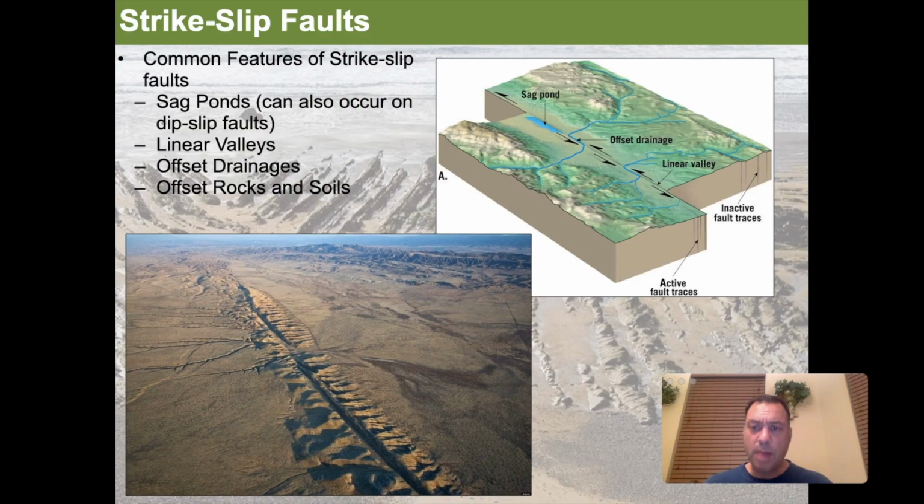There are some important common features along strike-slip faults that are extremely important for humans to know, other than the fact that they generate earthquakes. Those features include sag ponds. Sag ponds, as we've already described, can also occur on dip-slip faults. Linear valleys. So here we have a sag pond. Here's a linear valley right down the middle. Right here, we've got hills on the sides, and then we have offset drainages. Drainages will hit it and they'll be deflected, they'll move. And offset rocks and soils. Rocks that should be right next to each other are now a very long distance away from each other. So it's a big difference between the two of them.